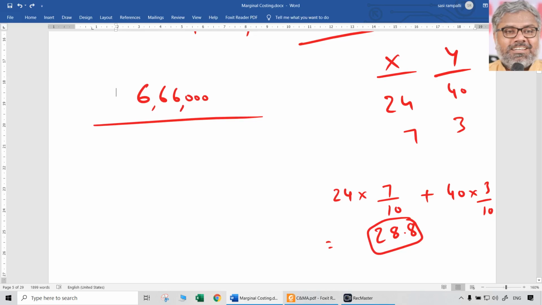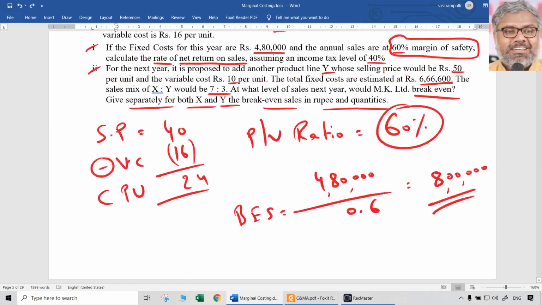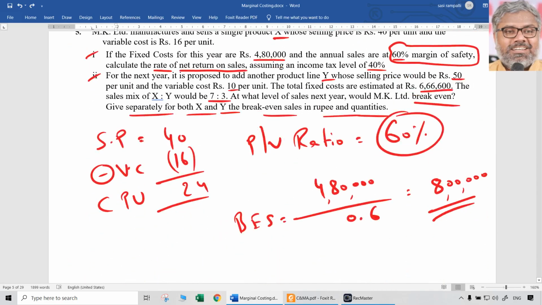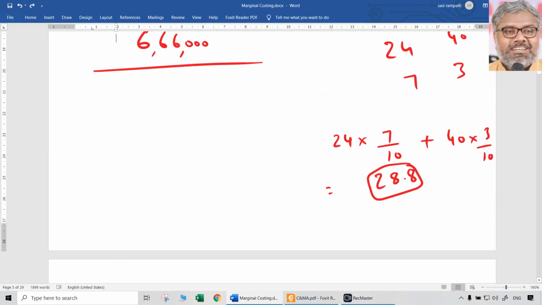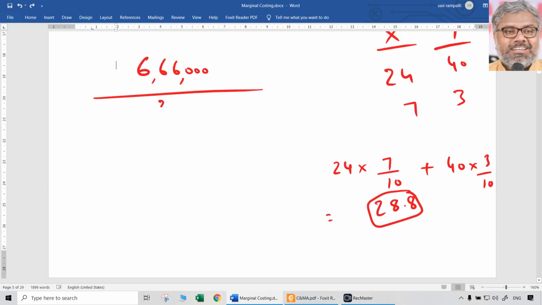So what is the only solution for that? Either we can take sales value or we can take quantities. The better thing is the sales mix when it is available. So here the sales mix is available, 7:3, given in the question. X and Y are going to be sold in the ratio of 7:3. So if you take the weighted average or composite contribution for 7:3, that comes to 28.8. Take that in the denominator.